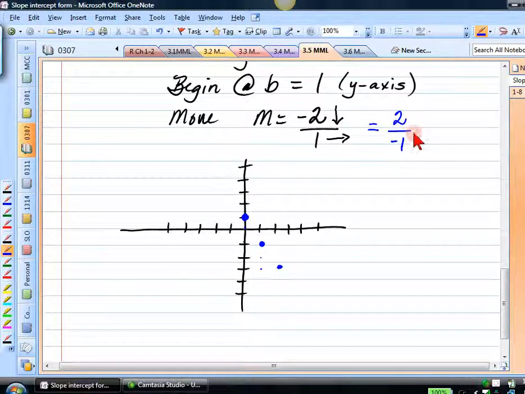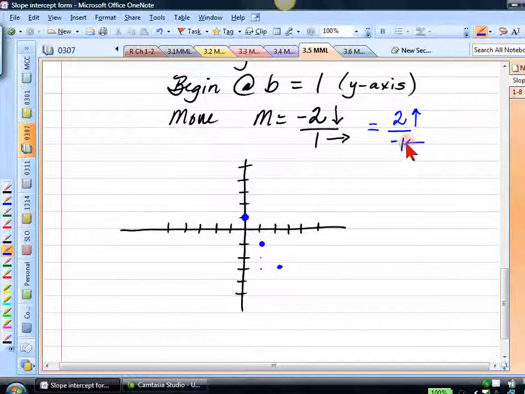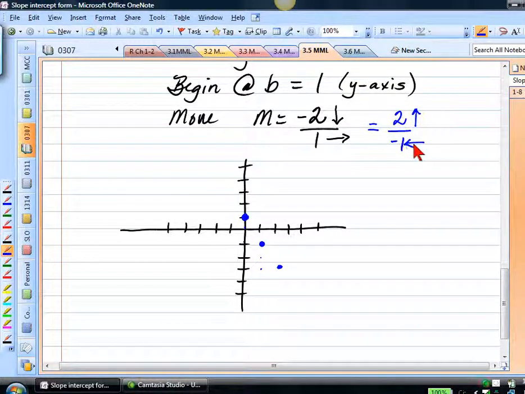But if my instructions were written this way, what would it mean? It would mean up 2, and it would mean left 1. Okay, so from this point, the y-intercept, if I went up 2 and left 1, would I still be on the line? Yes. So you can reverse those signs and get the same line. You'd be going up the line instead of down the line, and it doesn't matter.